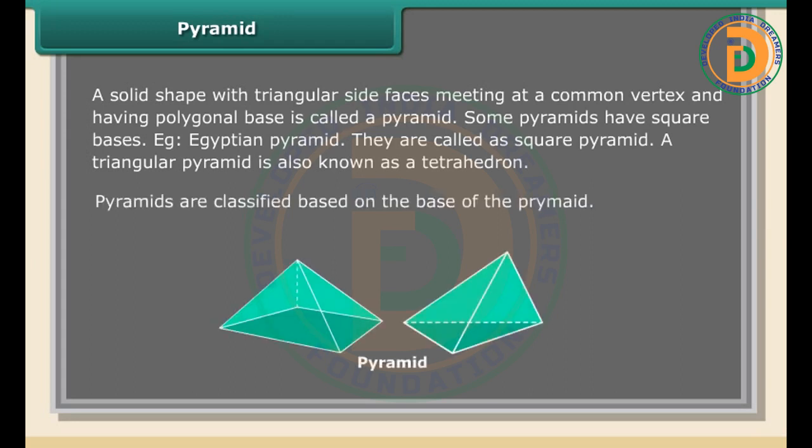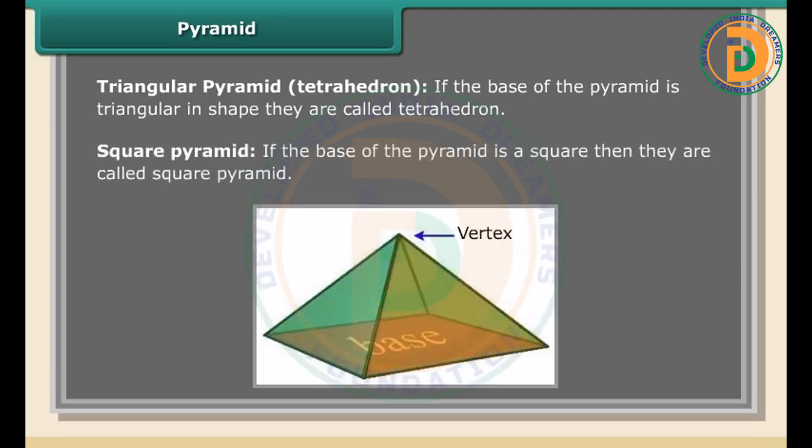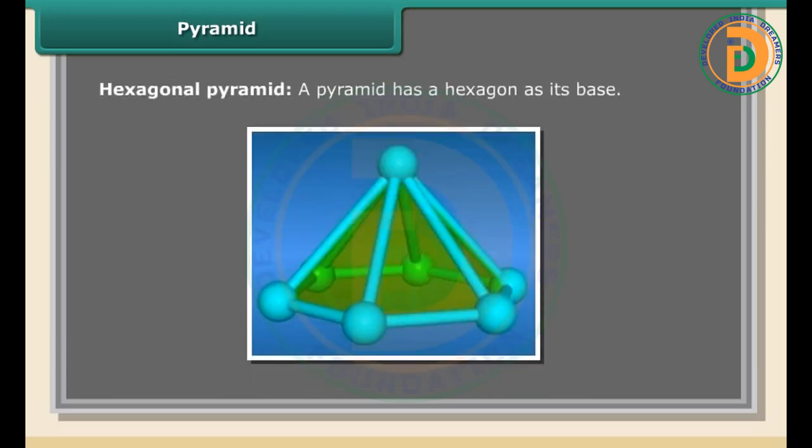Pyramids are classified based on the base of the pyramid. Triangular pyramid, tetrahedron. If the base of the pyramid is triangular in shape, they are called tetrahedron. Square pyramid: if the base of the pyramid is a square, then they are called square pyramid. Hexagonal pyramid: a pyramid has a hexagon as its base.